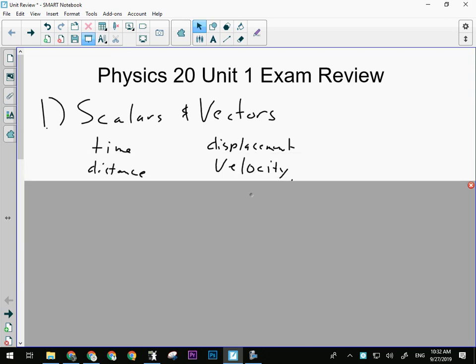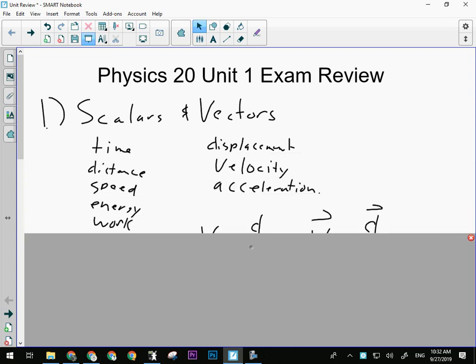So we went over that scalar quantities are things like time, distance, speed. We talked about energy and work, but those aren't actually in this unit. They're scalar quantities, but they're not in this unit. And then we talked about the vector quantities in this unit: displacement, velocity, and acceleration. It is important to remember that acceleration is a vector quantity, especially when solving acceleration problems on your unit exam.